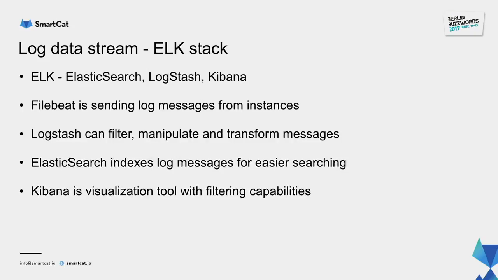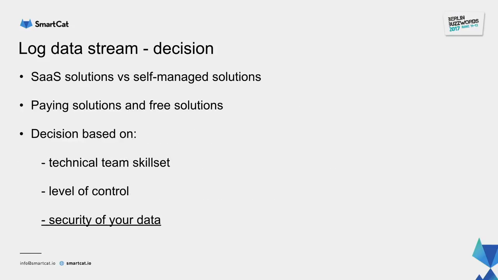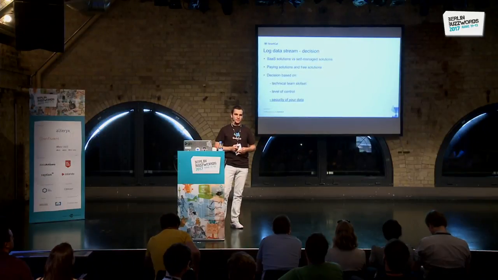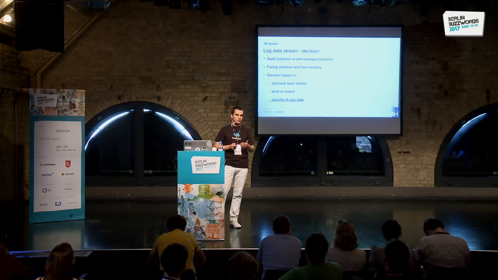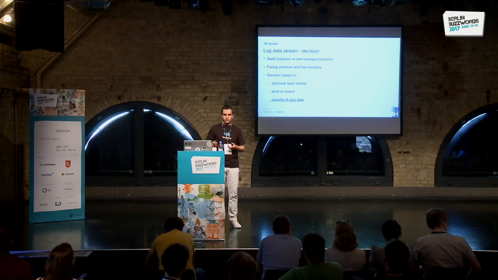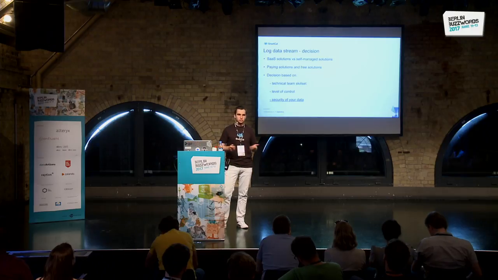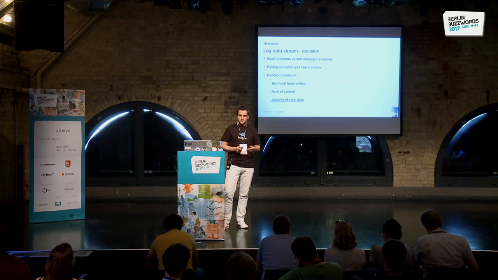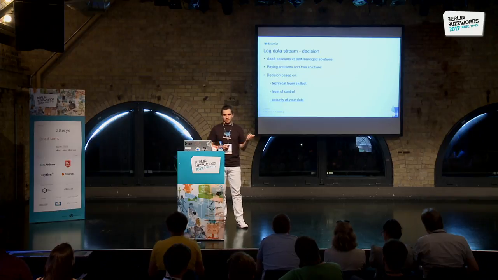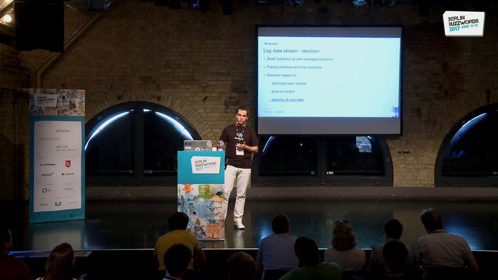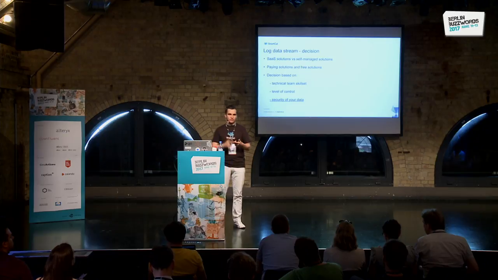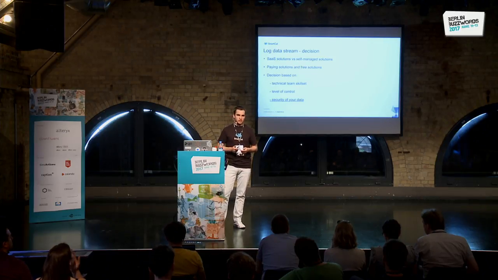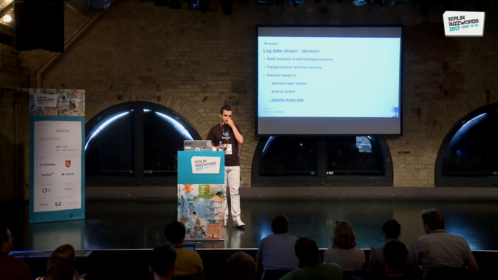Then again, we were faced with decisions. We needed to decide again whether to go with a self-managed solution or a software as a service solution, and again, we needed to figure out whether it is good to pay for some solution or to use a free solution. Decision: based on our experience with Datadog, we decided to go with a self-managed solution, but it boils down to the same things as with metrics: technical team skill set, level of control that you want to have, and security of your data. I emphasize here security of your data.